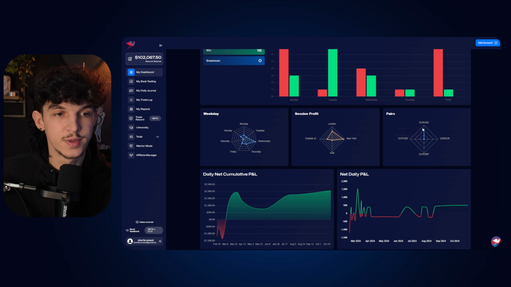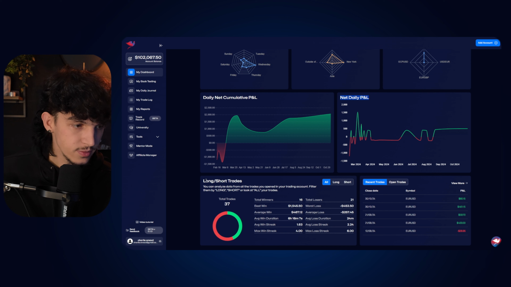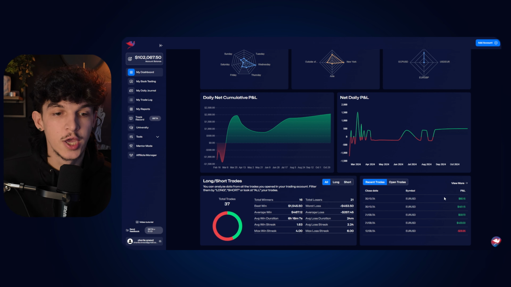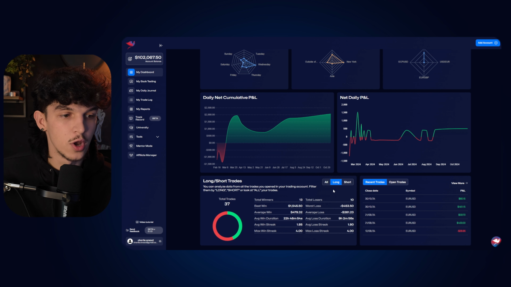And then here we have Euro USD, which is the most traded pair. Your net cumulative P&L over here, which is a really nice chart. And we have our net daily P&L here. We have all these statistics down here, which are also on the GFT dashboard. You can review all the recent trades that you've been carrying out with open trades, if there are any. And you can have a look at your long versus short.